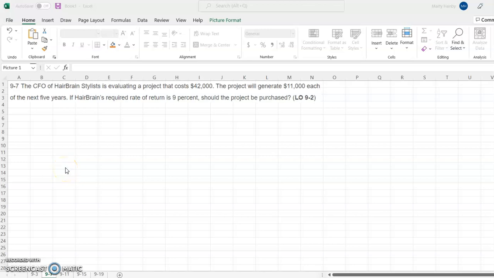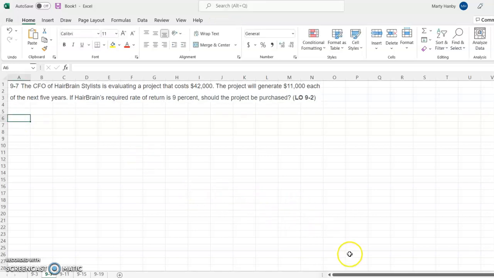Okay, this is problem 7 from chapter 9 of CFIN7. We are going to work it in Excel, and then we are going to work it on the BA II Plus Professional. So the CFO of Harebrained Stylus is evaluating a project that costs $42,000.